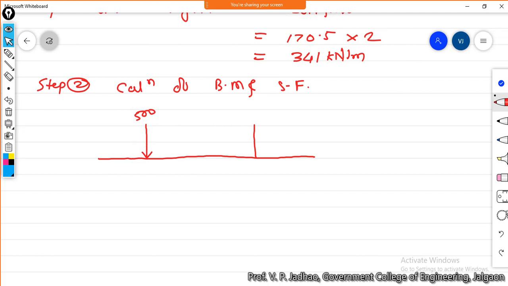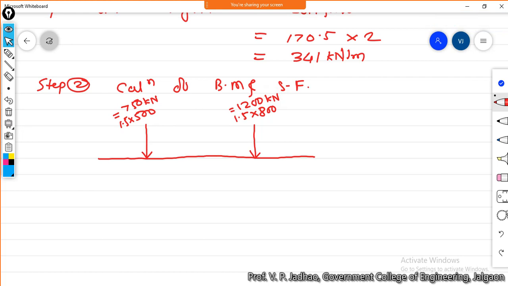Let us convert this into factored load. We get 500 multiplied by 1.5, so this will be equal to 750 kilonewton. And here again the load acting is 800 kilonewton, so 1.5 multiplied by 800. So this will be equal to how much? I think 1200 kilonewton.